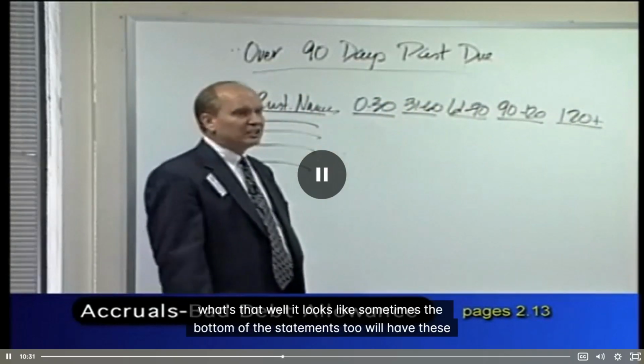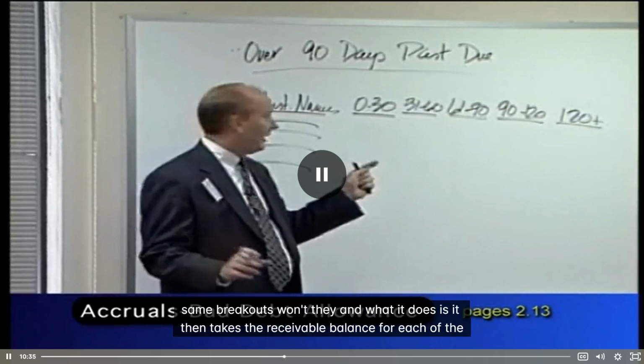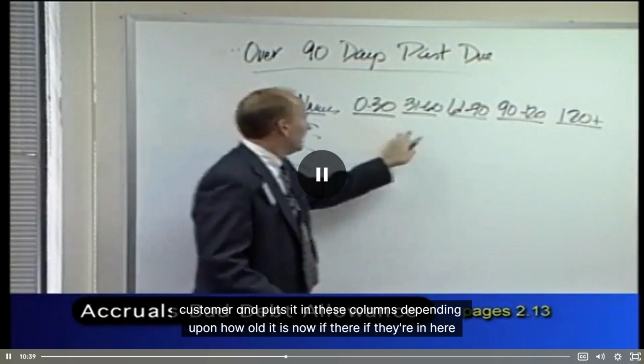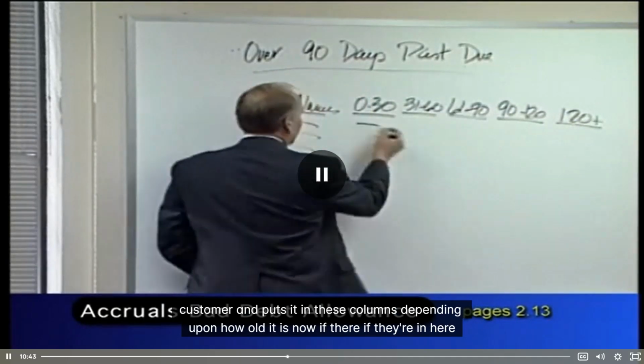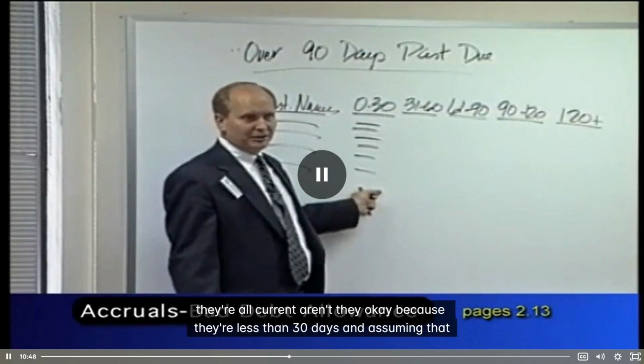It looks like sometimes the bottom of the statements will have these same breakouts, won't they? What it does is take the receivable balance for each customer and put it in these columns depending upon how old it is. Now, if they're in here, they're all current, aren't they? Okay, because they're less than 30 days.